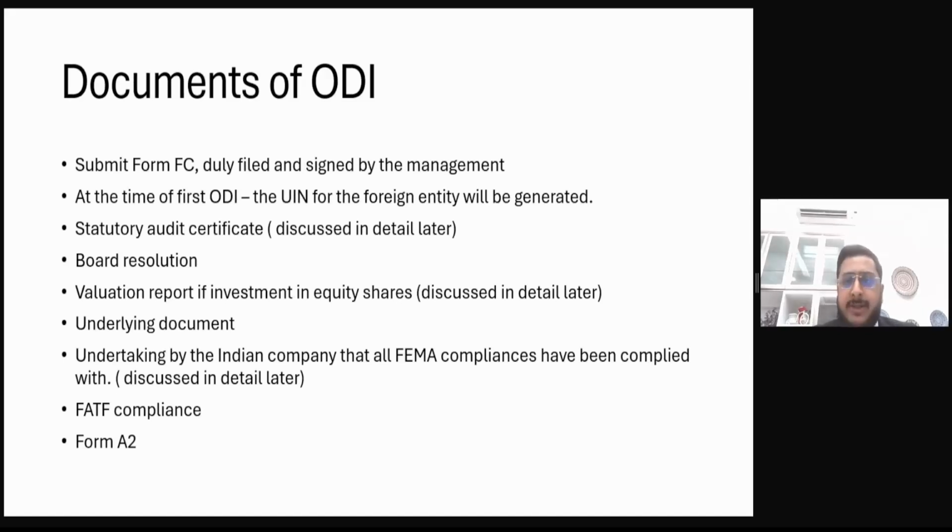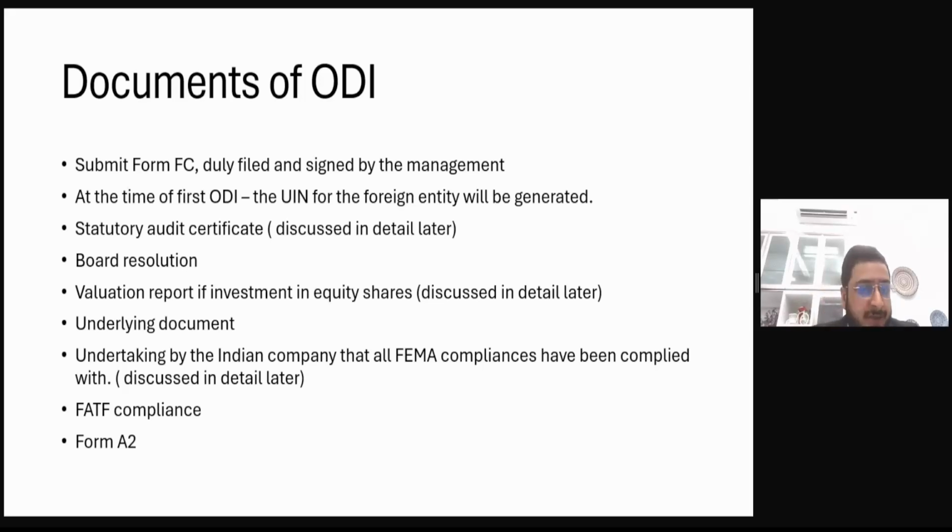So what all documents do you require while doing an ODI transaction? First is a Form FC, which I think stands for Form Financial Commitment, and this has to be duly filled and signed by the management. Once you're doing your first ODI, when you submit your Form FC, a UIN, a unique identification number, will be generated for that foreign entity. So when you're making another ODI in that same foreign entity, you have to give that UIN. So for any further ODIs in that foreign entity, you have to quote that unique identification number which you got when you did the first investment.